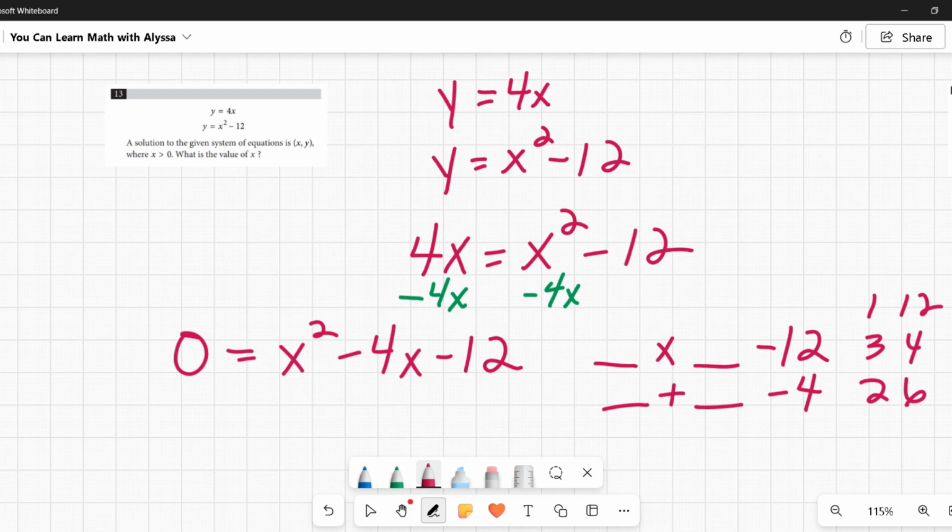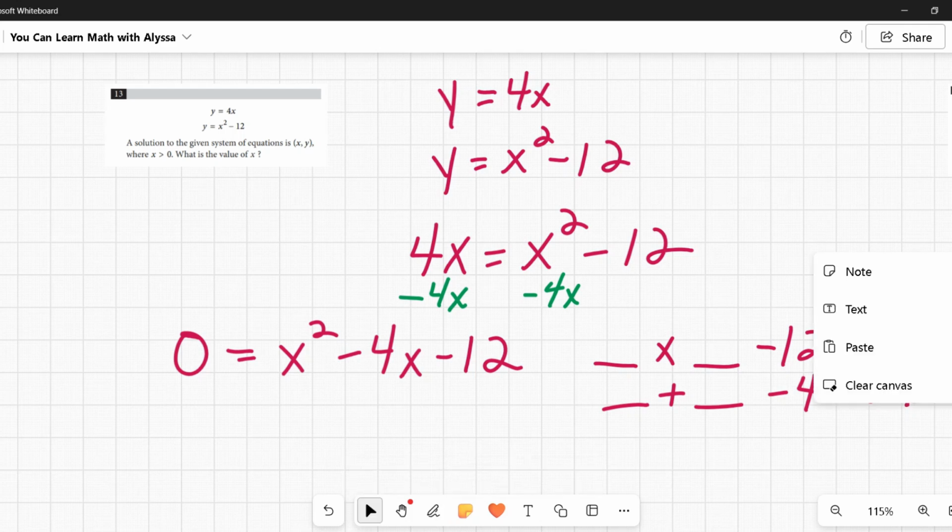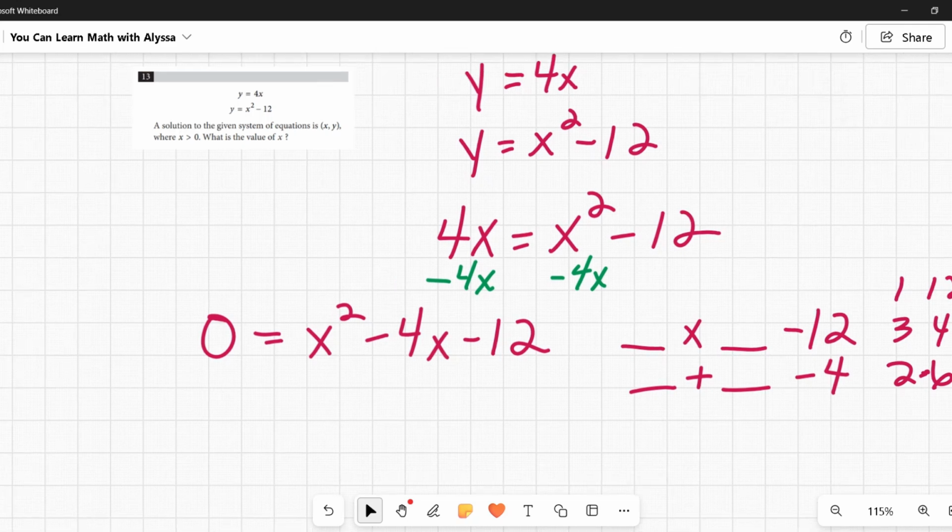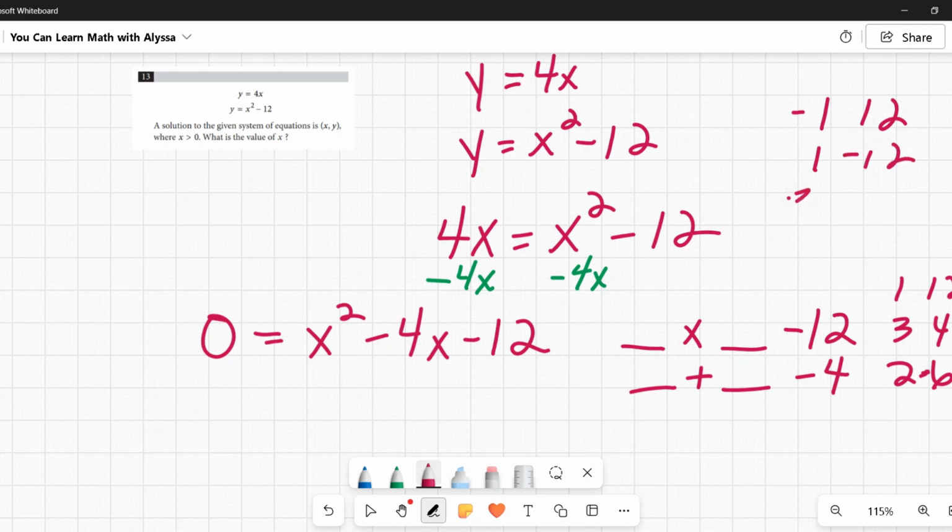Okay, so which one of these, 2 or 6, should I make negative so they add to a negative 4? That is going to be the 6. If I had a negative 6 and a positive 2, I will get to that negative 4. Side note, if you need to write all these out as negatives too, negative 1, positive 12, 1, negative 12, positive 3, negative 4, negative 3, positive 4, etc. Absolutely, write them all out. Totally fine, up to you. So 2 and negative 6 are going to be my two numbers.